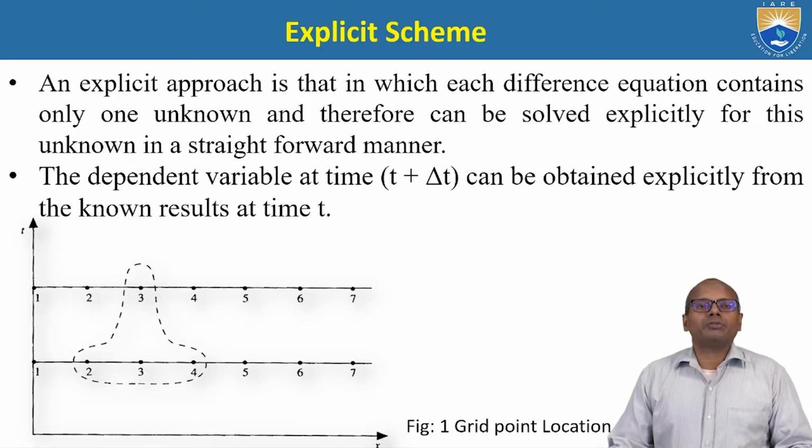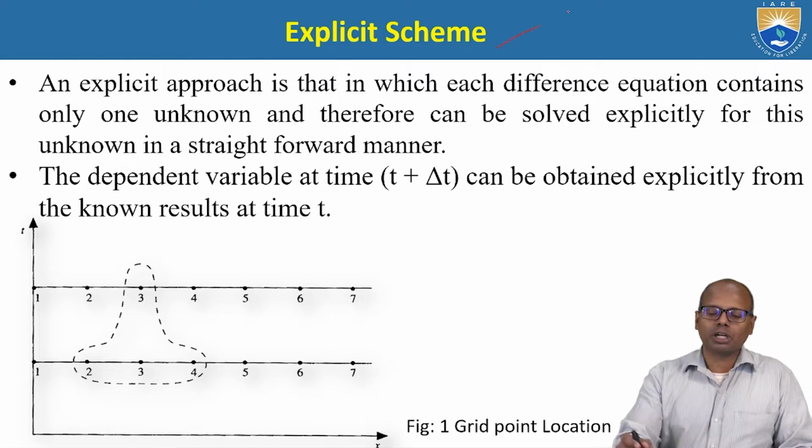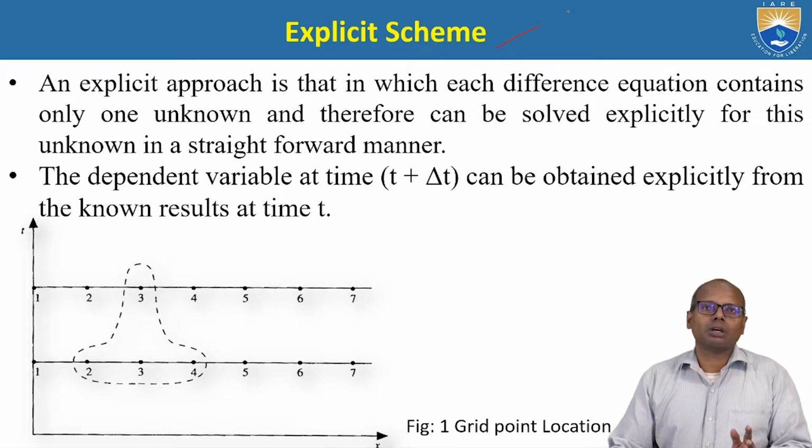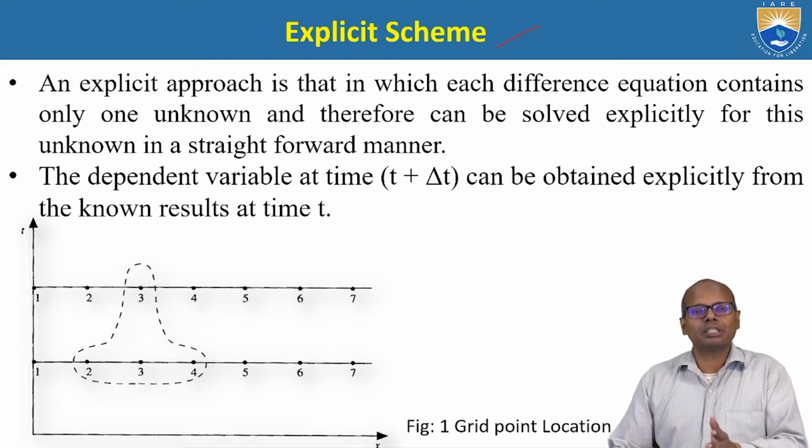Now, here in finite difference formulation, we have two schemes or two methods or two approaches. One is the explicit approach, the other one is the implicit approach. So why it is called explicit approach and why it is called implicit approach, that we have to see. And what are the different methods that come under the explicit approach and the implicit approach.